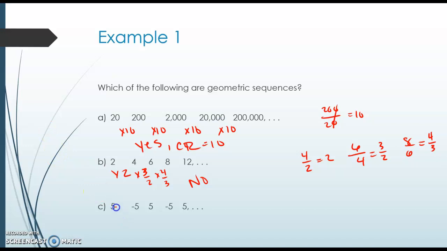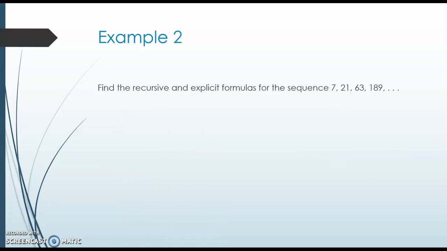All right, from 5 to -5, we multiplied by -1. From -5 to 5, we multiplied by -1. And then the pattern just keeps going. So even though we didn't change the number, this is still geometric because we are still multiplying by the same number each time. And that's what makes it geometric. As simple as that. All right, so example 2: find the recursive and explicit formulas for the sequence 7, 21, 63, and 189.